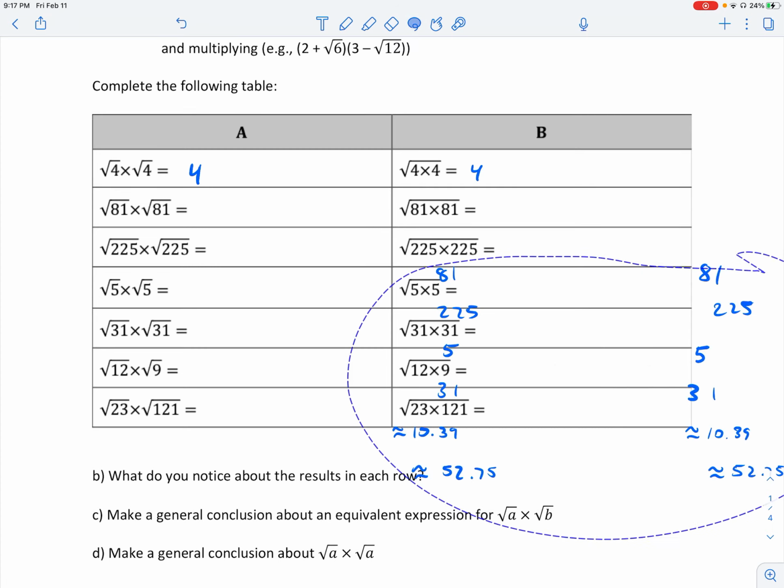Why don't you guys pause the video and try this one? Okay, so split this up into 2 factors, make one of them the largest perfect square possible. Okay, go ahead and hit pause.